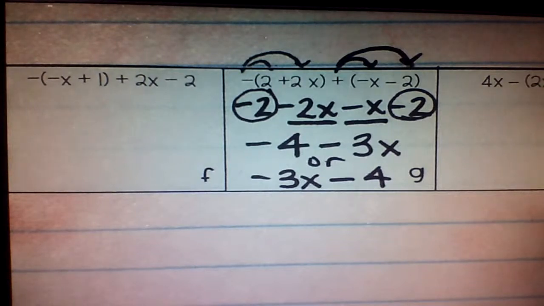Which one do you want to try? This one? Okay, so what do you have first? So negative times a negative is a positive. So you have positive X.